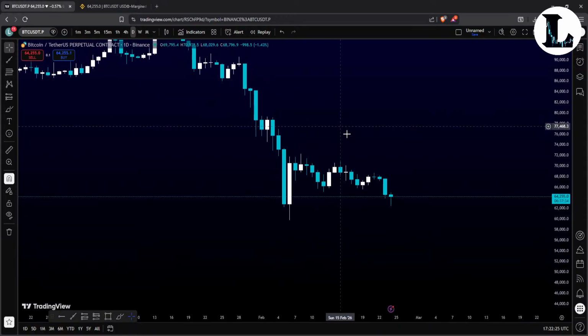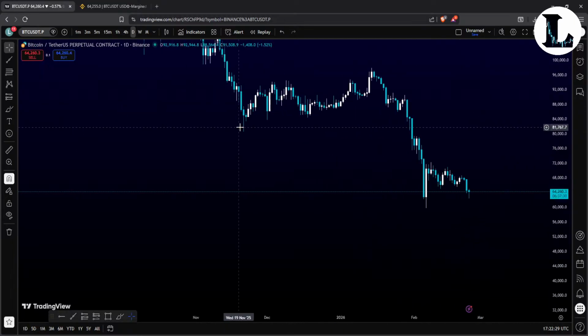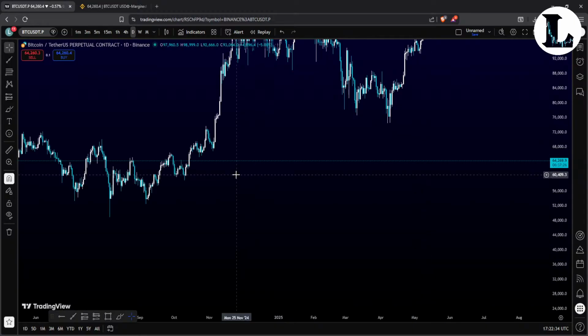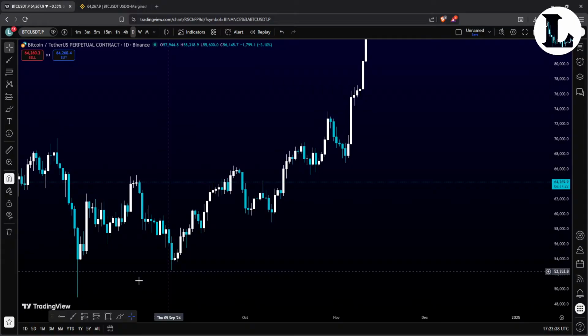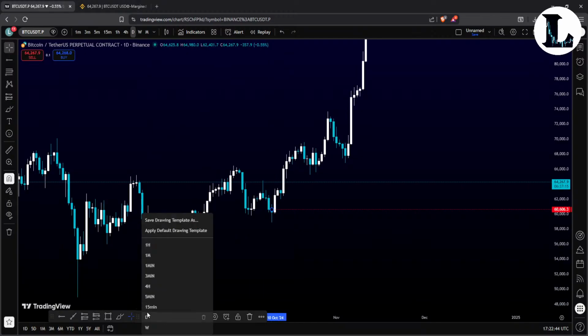All right, so let's start here on a daily. Okay, what I'm going to mark is the support that it was holding. I think we might break down, honestly. This is the daily candle that is holding the price.